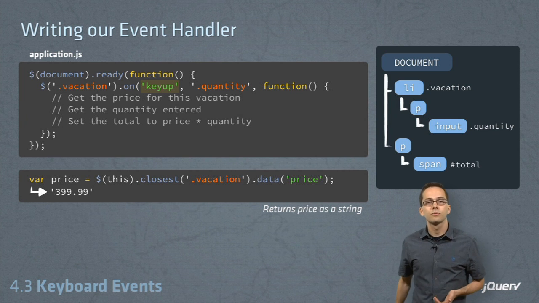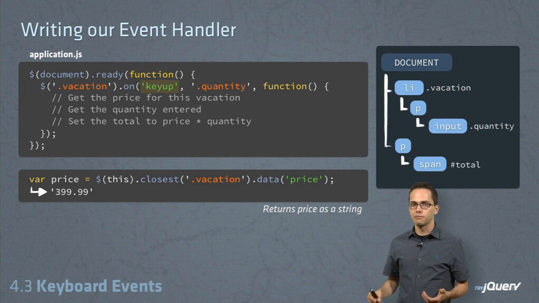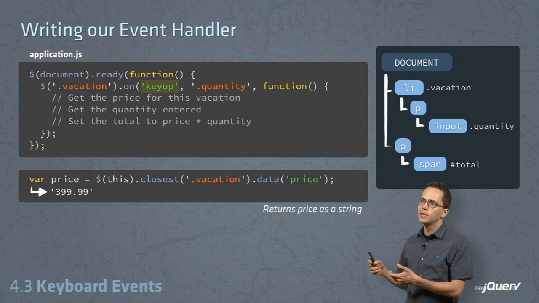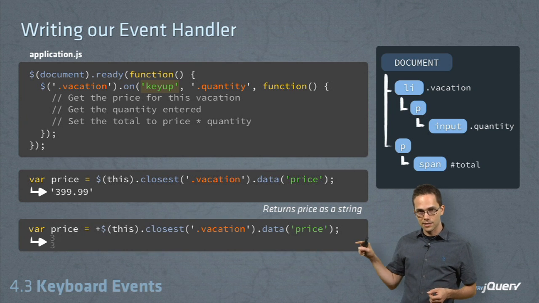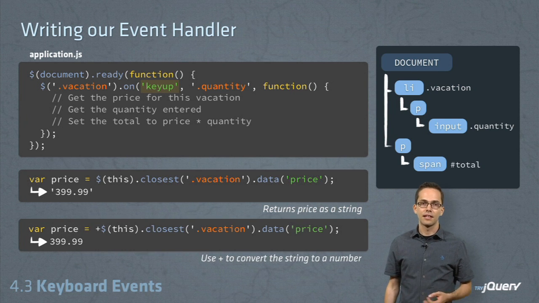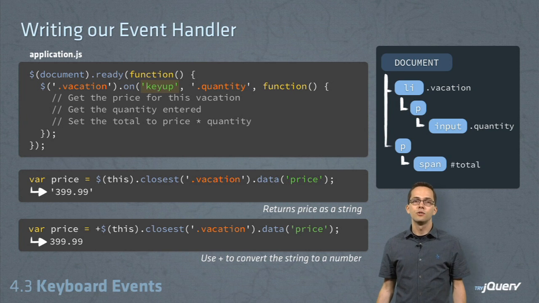However, this is going to return a string, but we want to do math on this variable. So one way that we can convert this into a number is by adding that plus to the beginning of the statement. That's going to convert the string into a number, which we can use later to do our multiplication.